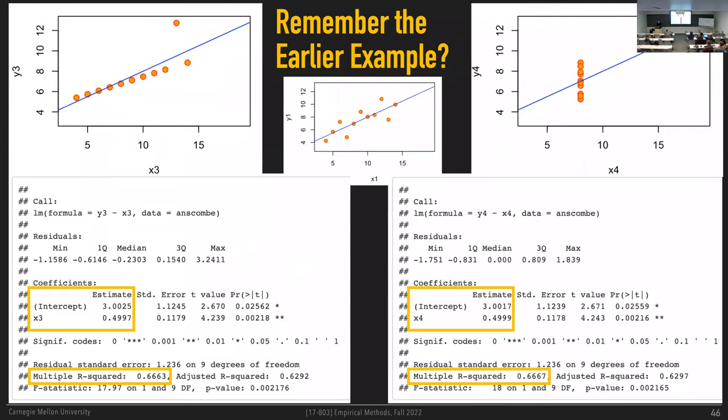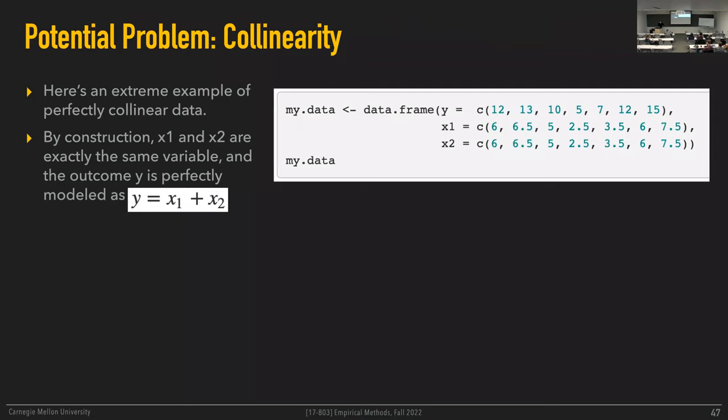Okay, so now, remember the earlier example? What if I told you that these other two examples I just showed you result also in exactly the same coefficient estimates and exactly the same goodness of fit values? The regression lines for all four of these are all exactly the same.